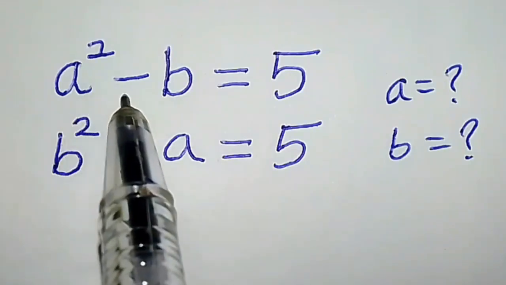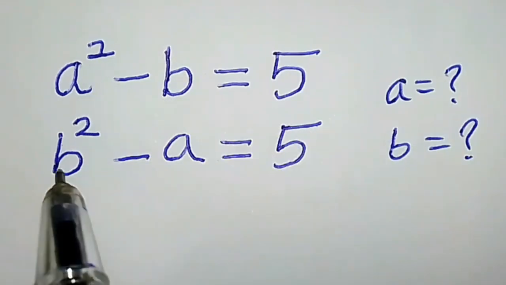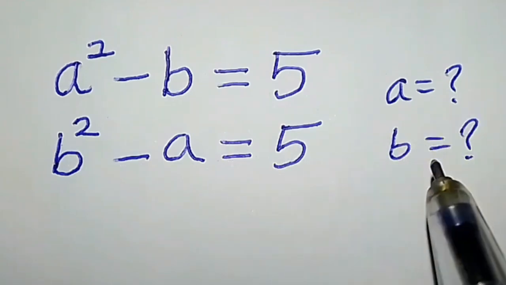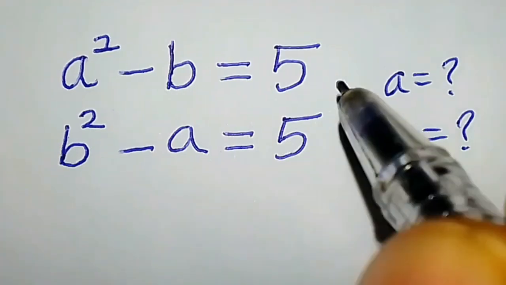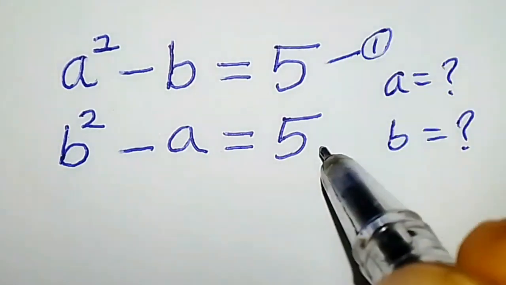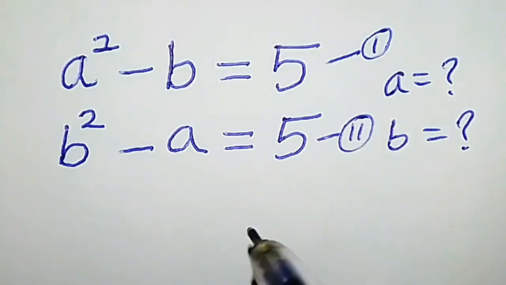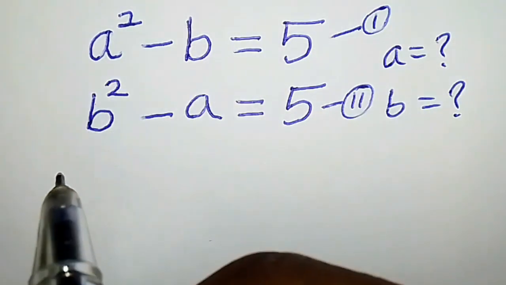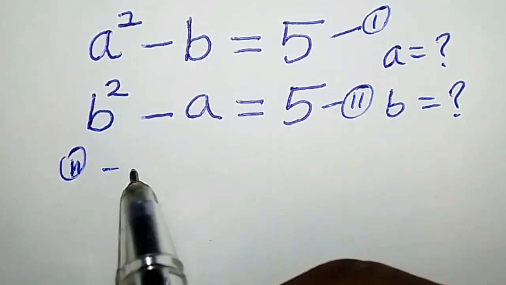a² − b = 5 and b² − a = 5. How do we find the value of a and the value of b? First, let us call this equation 1 and this equation 2. The first step we are going to take is to subtract equation 1 from equation 2. So equation 2 minus equation 1.